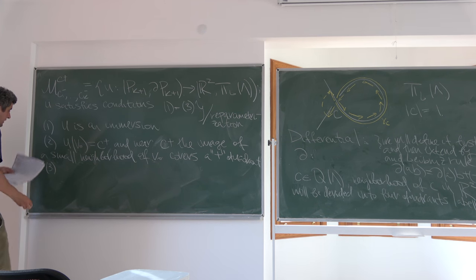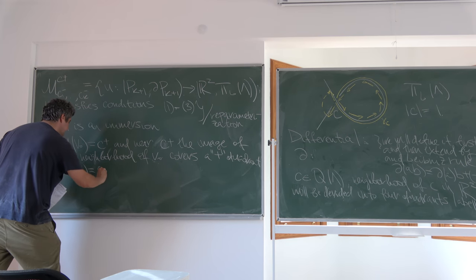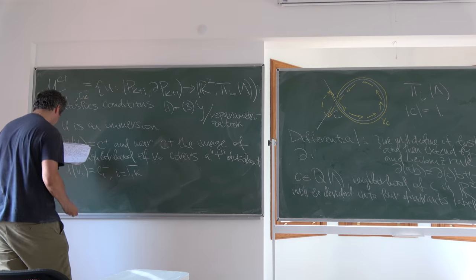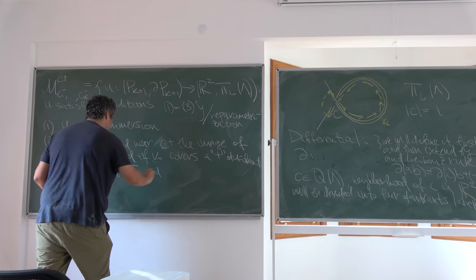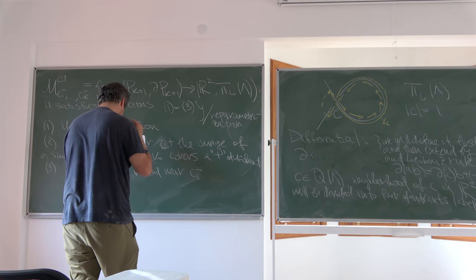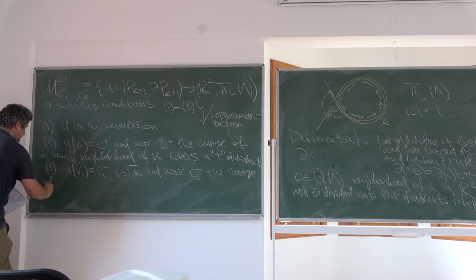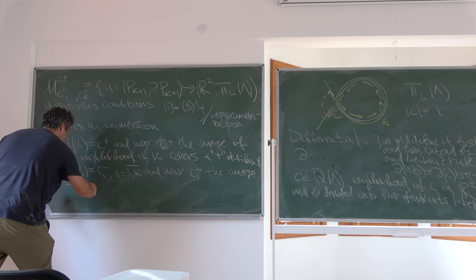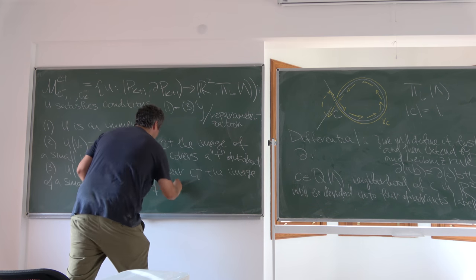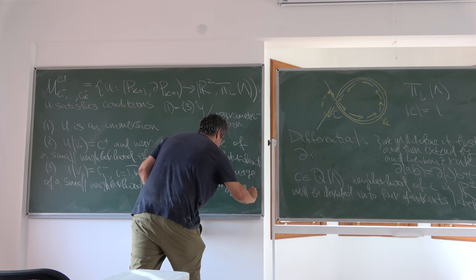And condition 3 says that U of VI is CI minus, where I is from 1 to k, and near CI minus, the image of U of a small neighborhood of VI covers a minus quadrant. Okay.